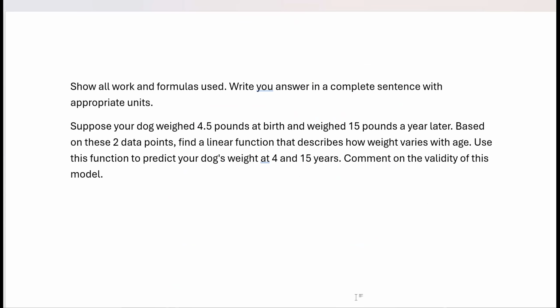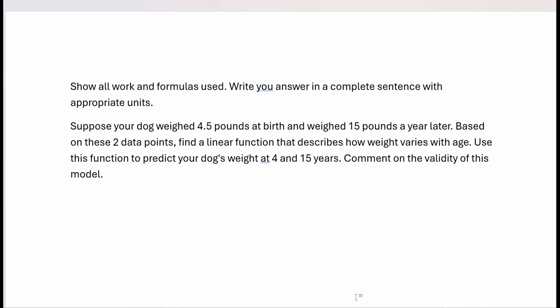Based on the two data points, find a linear function that describes how weight varies with age. Now, think about it. In a linear function, there's a dependent variable and an independent variable. The dependent variable is aptly named because it depends on the other thing. For instance, in this example, we're talking about a dog's weight. How much a dog weighs depends on a couple of things, like its breed, but it also depends on how old it is. A puppy will not weigh as much as a 5-year-old dog, right?